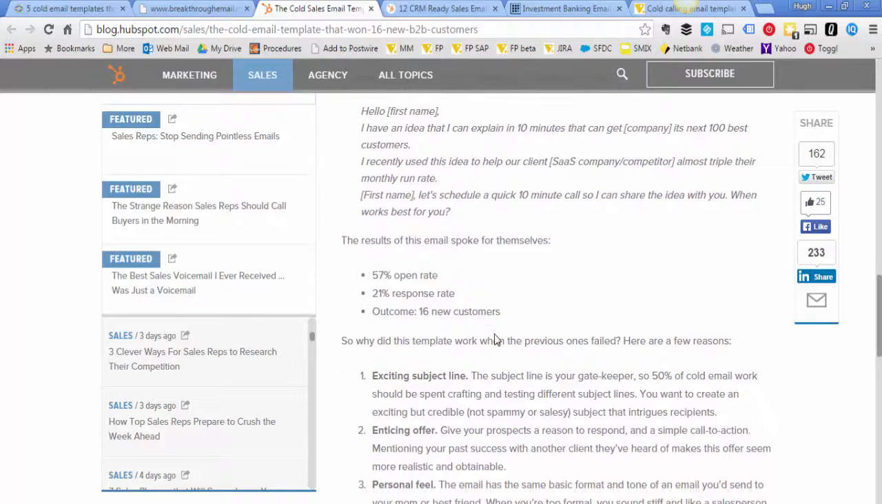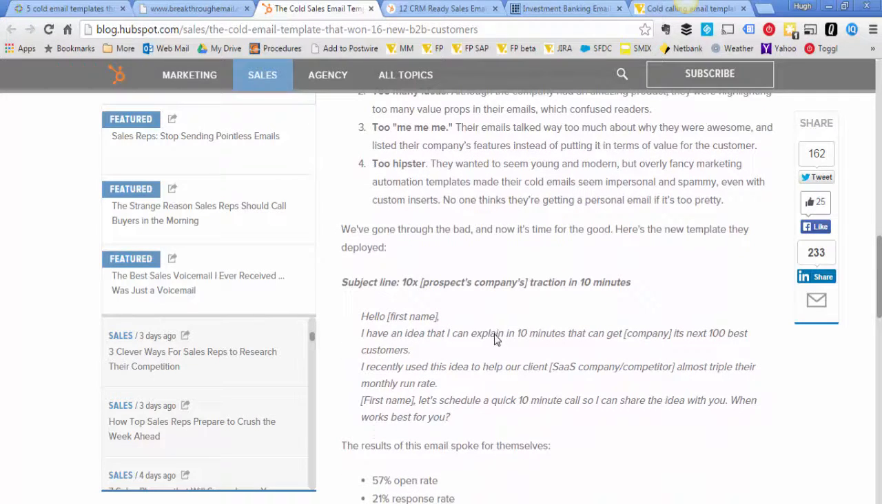Now, a couple of things. Okay, 10 times prospect companies traction in 10 minutes. That's a big, strong benefit statement in the subject line. It's going to get opened. That I love. I have an idea that I can explain in 10 minutes. Also love that. I recently used it and we got this outcome. So it's a really compelling email.